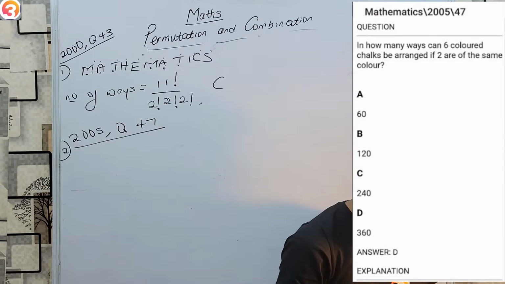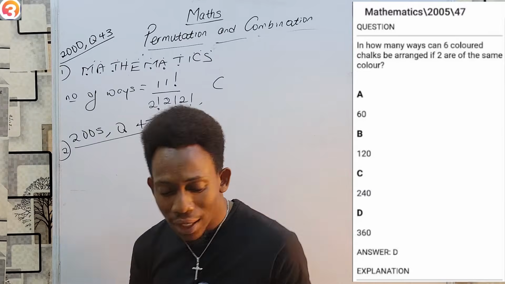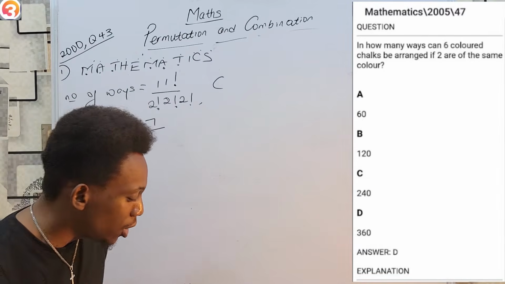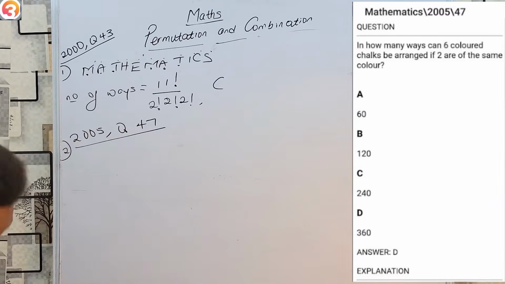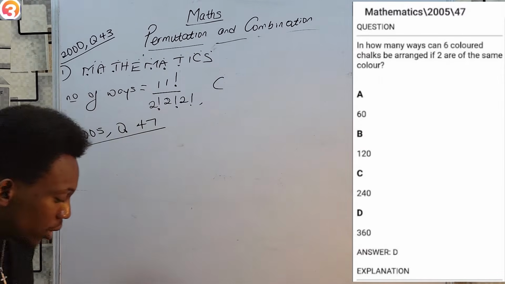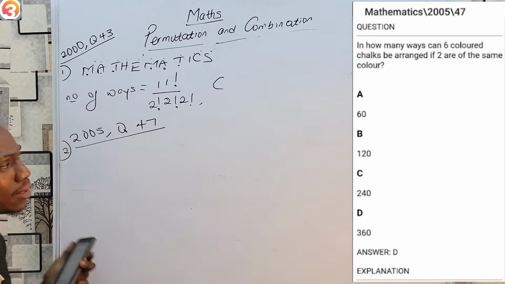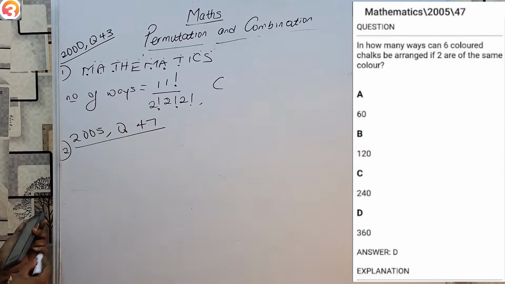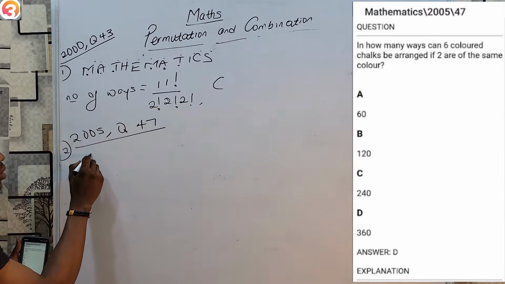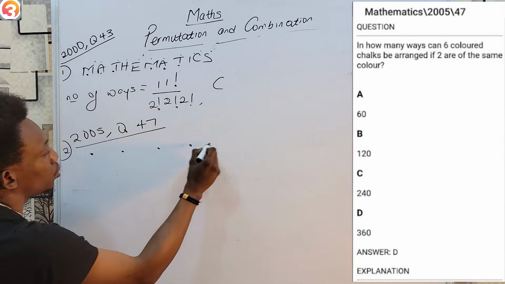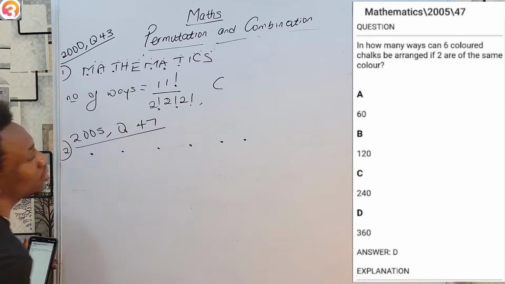And this one says, in how many ways can 6 colored chalks be arranged if 2 are of the same color? We have 6 colored chalks we want to arrange, but 2 are of the same color. And that should take your mind back to something like this. I have 6 things, let me just write them like this: 1, 2, 3, 4, 5, and 6.